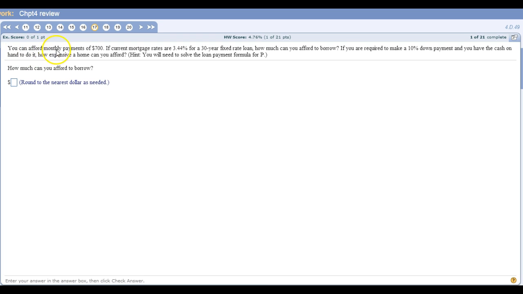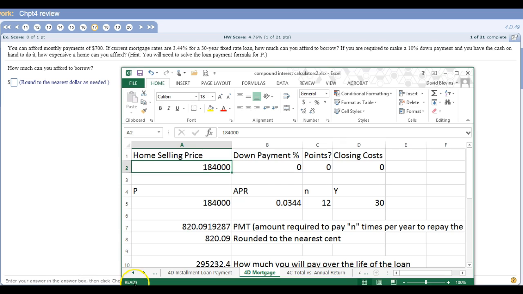So if you see here, we're talking about a mortgage. For this one, I would use the mortgage calculator from our Excel spreadsheets. And what it's telling us is you can afford monthly payments of $700. So that's going to be your payment down here, rounded to the nearest cents. Okay, so we're trying to figure out what to make the home selling price to make this 700.